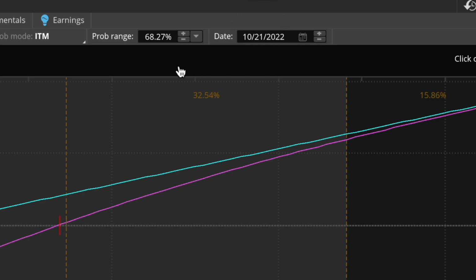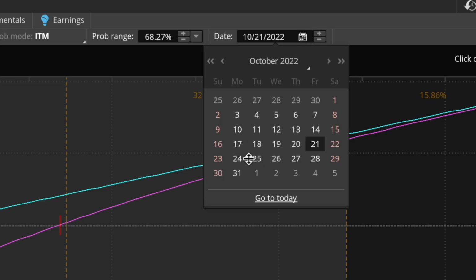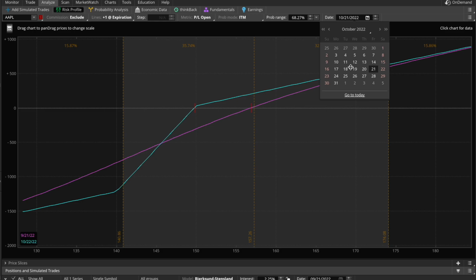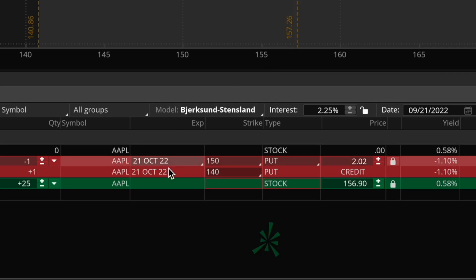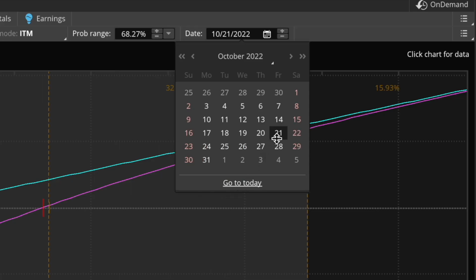Now you can also change this range based on any date that you want in the future. So you can just click on this calendar button and again, pick whichever date you want to look at. But I think it's the most relevant to look at the actual expiration date of your contract. So again here, October 21st, that's what I'm looking at.